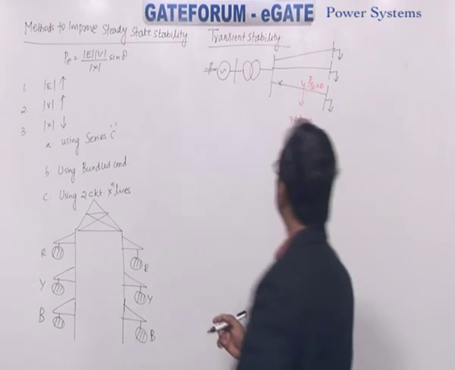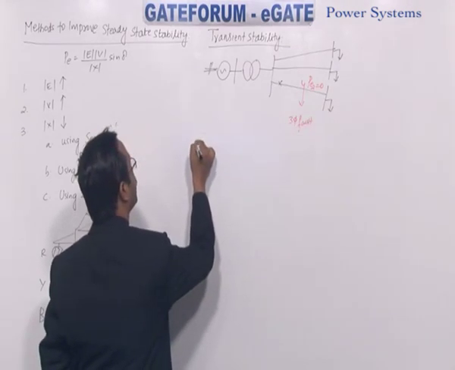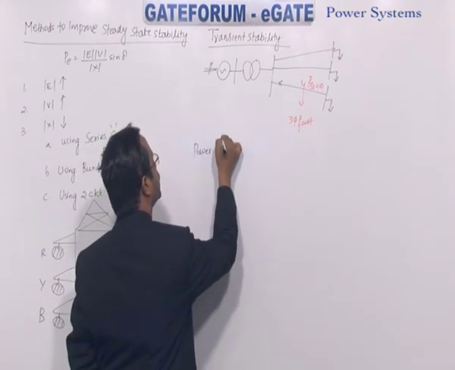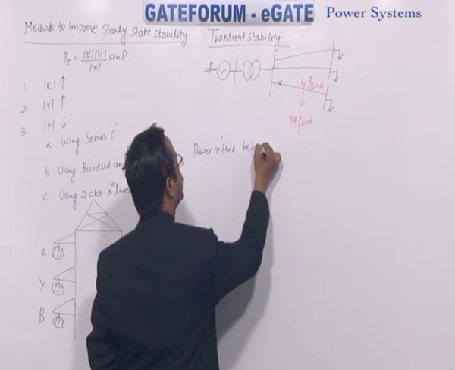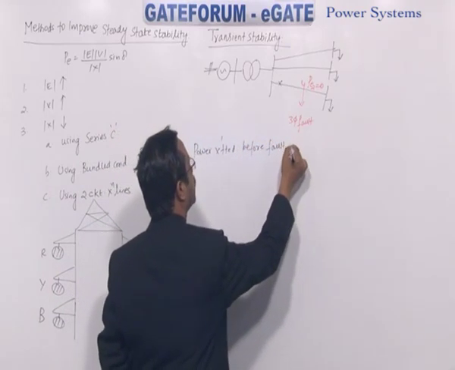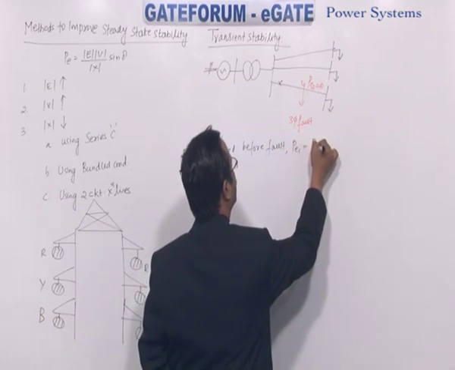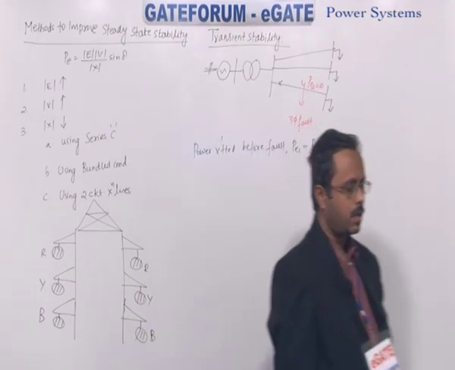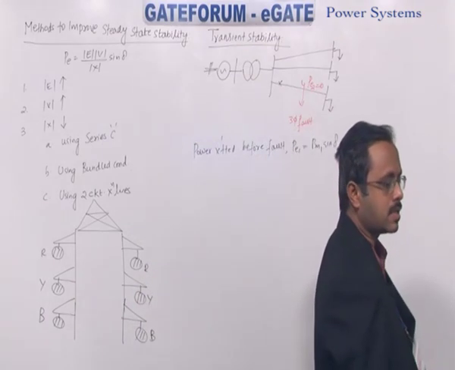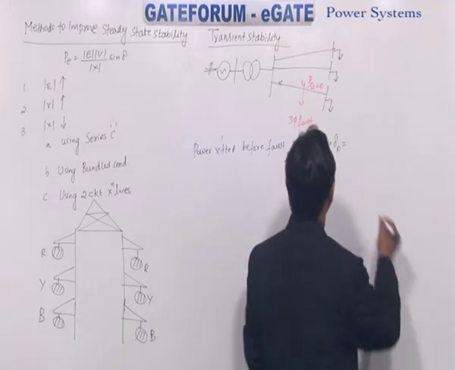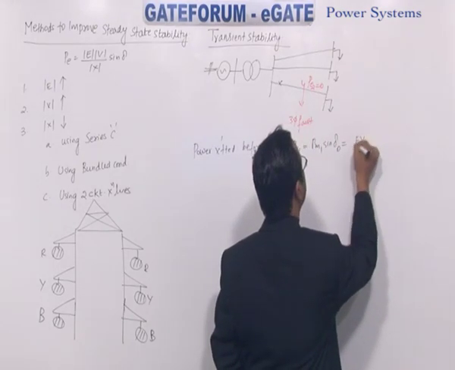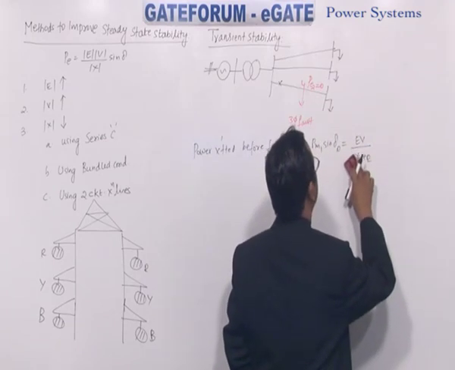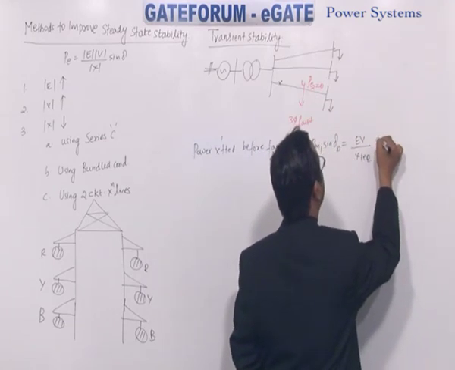And how do you write the power transmitted before fault? So the power transmitted, first to indicate before fault. So PE1, how to write? PM1 sin delta naught. And how much is that PM1? EV by X1 equivalent, sin delta naught.